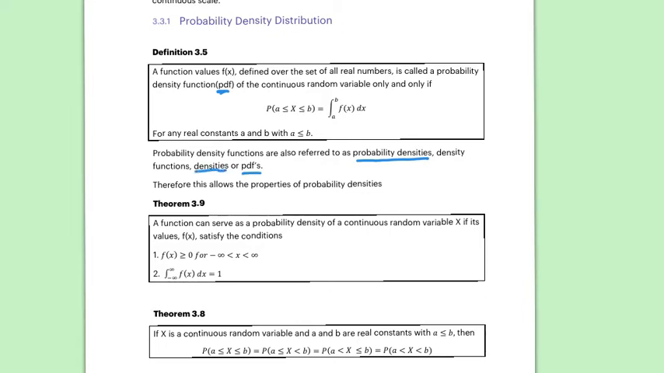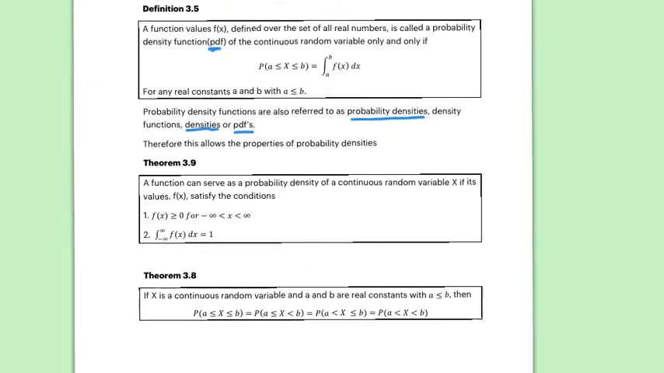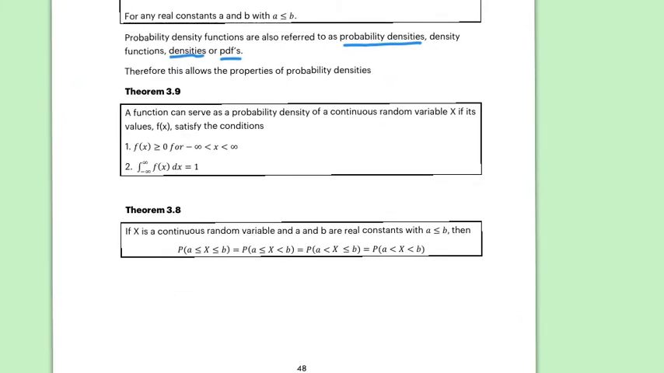The probability density function is also referred to as probability densities, PDF, or densities. We have several properties. The first one: the function f(x) must be greater than or equal to 0 for any x between negative infinity and infinity. And this is also the same as for a discrete random variable. If you integrate the function from negative infinity to infinity with respect to x, you are going to get 1.